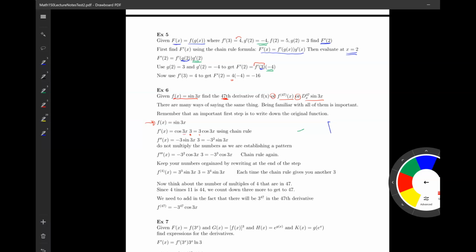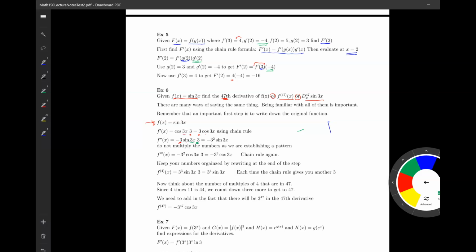Then take the derivative again. So the derivative of the cosine is negative sine. I carry this 3 along, and then carry this angle along to take the derivative of cosine is negative sine, and then multiply by the derivative of the angle again. So another 3. So I get 2 3's, so -3 squared sine of 3x.